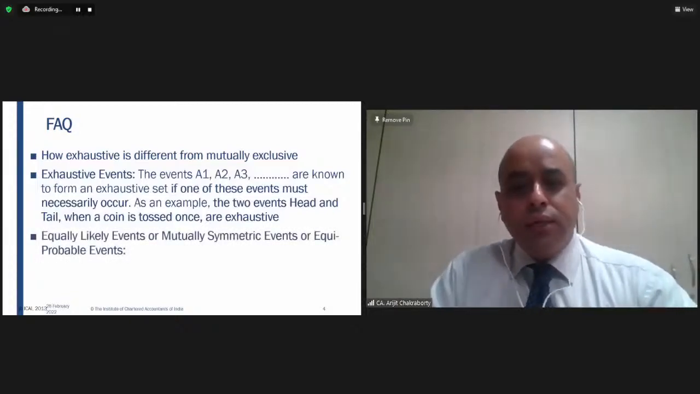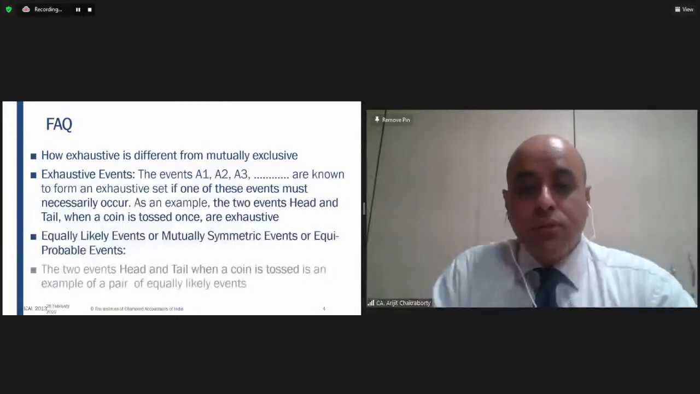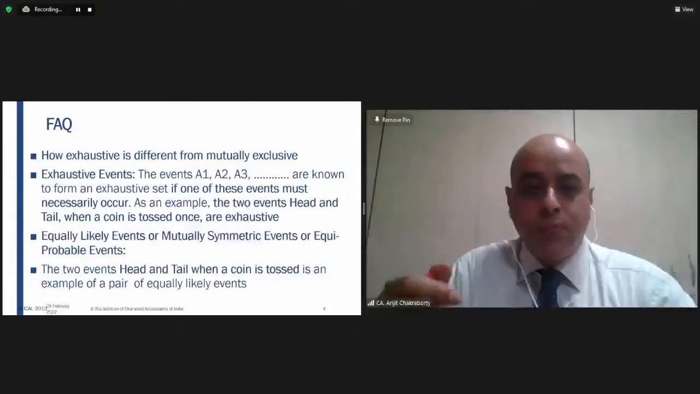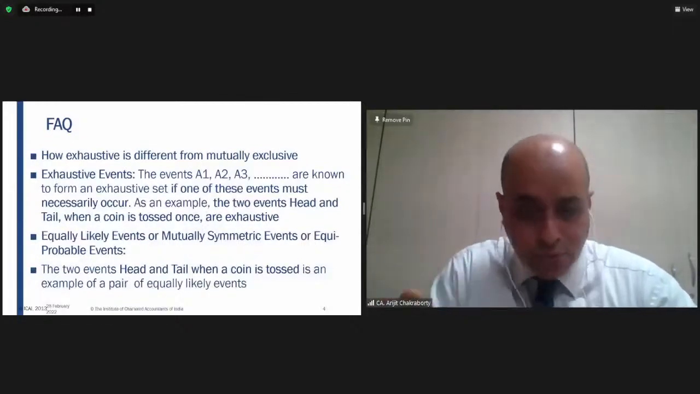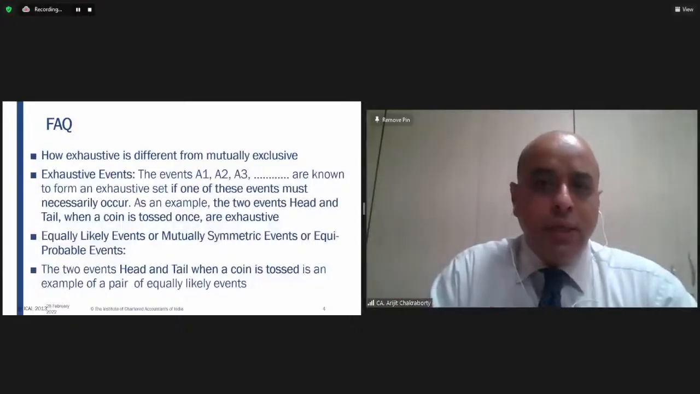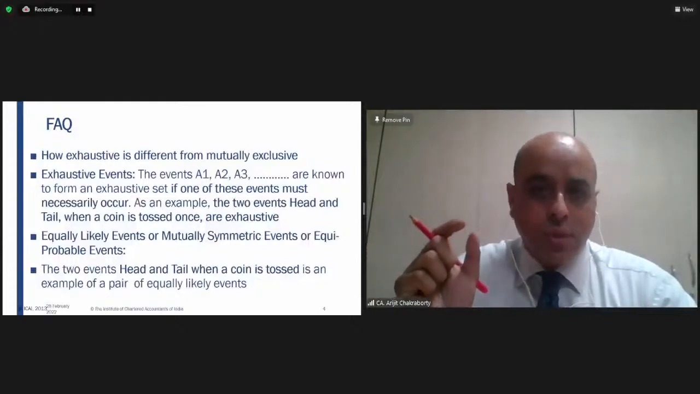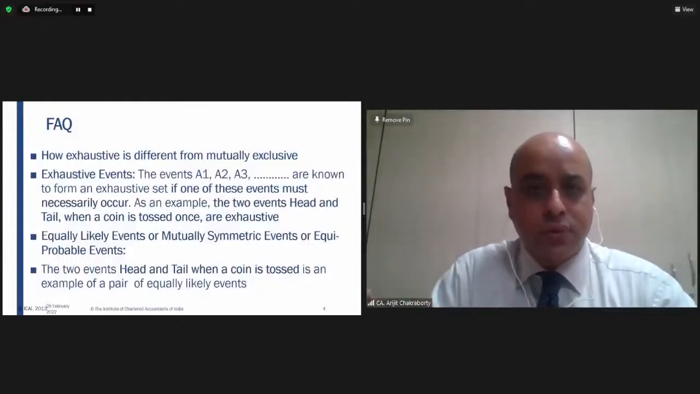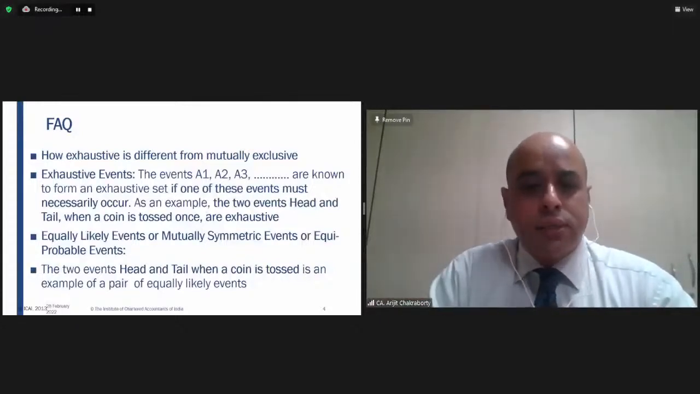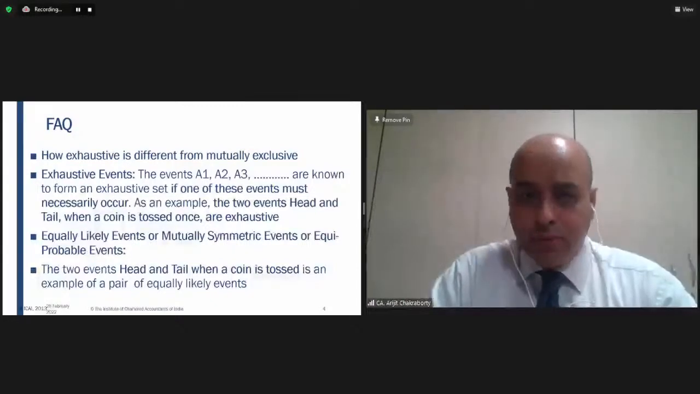And equally likely, also known as equally probable events, we had discussed. The two events, head and tail, when a coin is tossed, are an example of a pair of equally probable events, because in both cases the probability is the same. The probability is half, 0.5. Similarly, when we roll an unbiased dice, the probability of getting a specific number, say a score of 3, 4, 5 or 6, is equal to 1 by 6. So it is definitely an example of equally likely events.